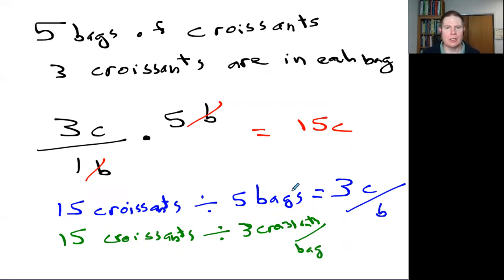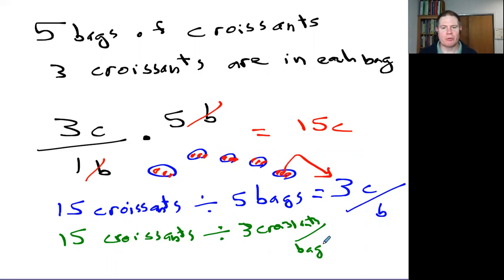Right? We can illustrate this. If I have 5 bags, I'm starting with 5 bags here. 1, 2, 3, 4, 5. And I want to get 15 croissants in there. So I've got 1 croissant here, 1 here. All right, then I start over again. 2, 10, 11, 12, 13, 14, 15. All right, so how many croissants ended up in each bag? Ended up with 3 croissants per bag. So 3 croissants per bag.